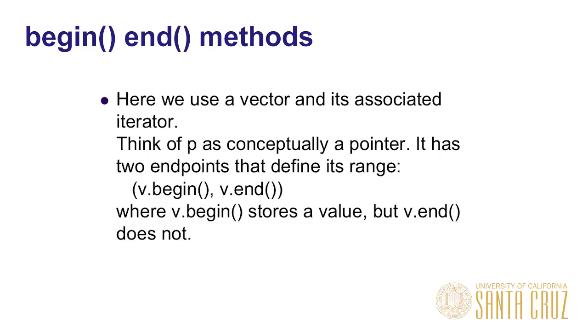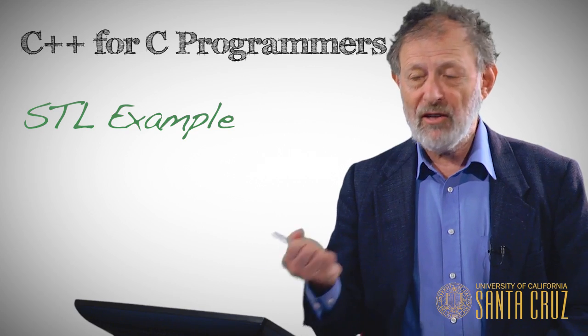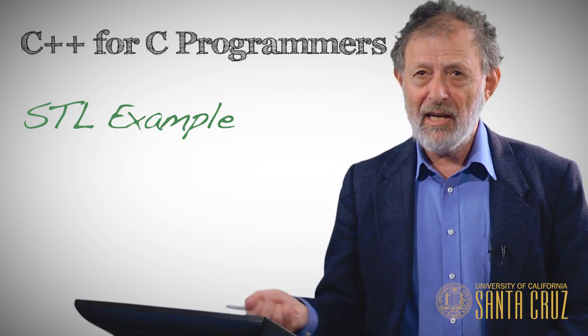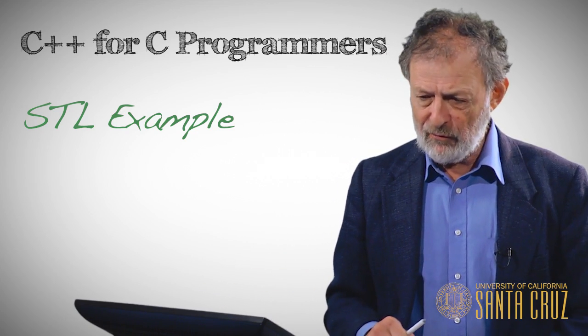As I stated, P is conceptually a pointer, has two endpoints that define its range. Begin is actually the starting element and stores a value, but end doesn't store a value. End is a sentinel that says we're one past where we should be. So we're always testing end with a not equal logic. P not equal to end is what's very typical.